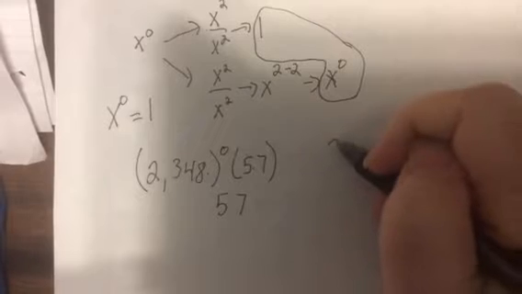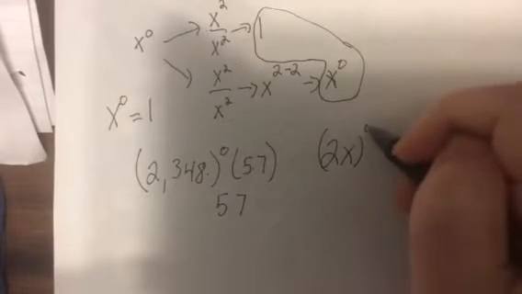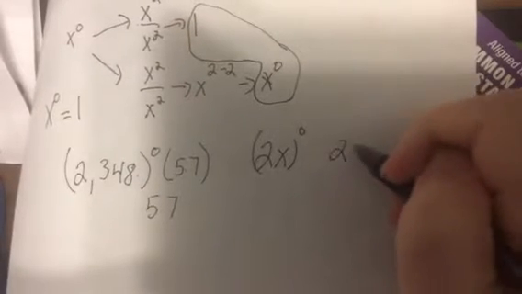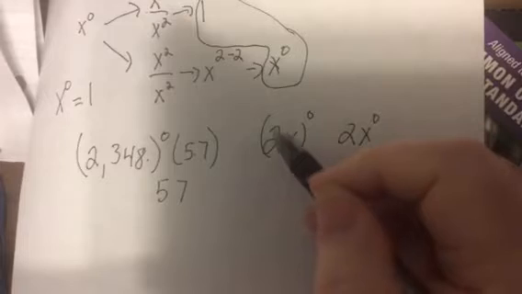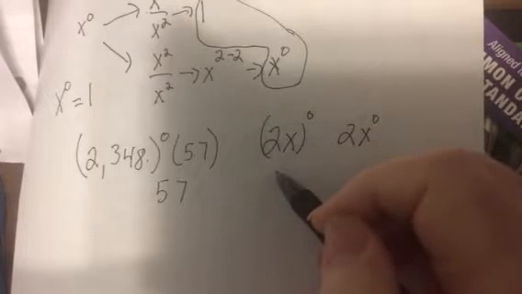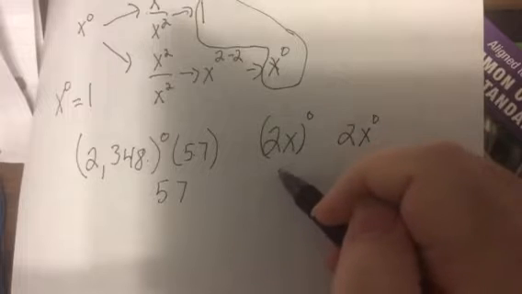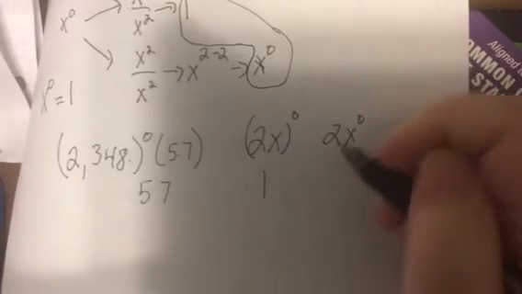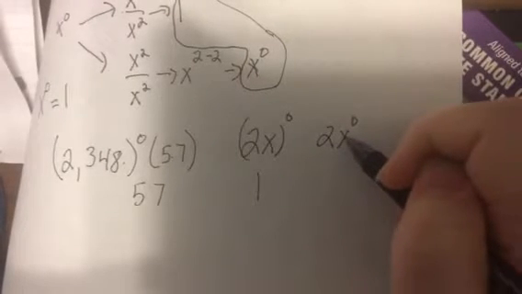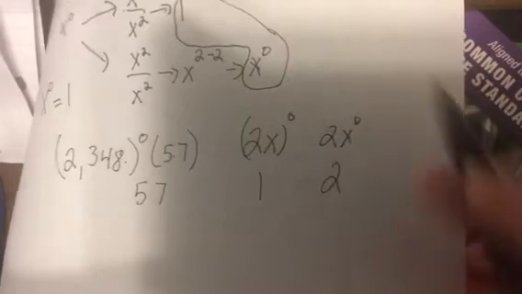Or this one really gets them on a test. I'll put 2x to the 0, or 2 times x, and x is to the 0. Well, a lot of people will put an answer of x, but no, anything to the 0 power is the number 1, not x. So if I have x to the 0, that's 1 times 2 is 2.